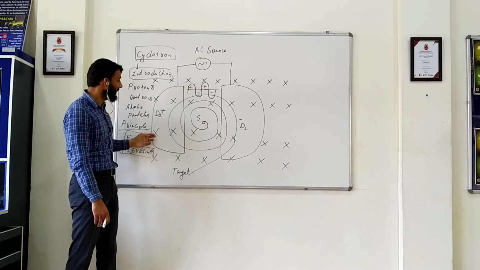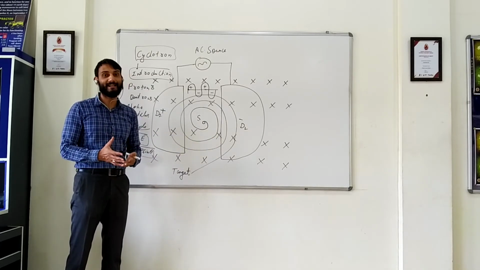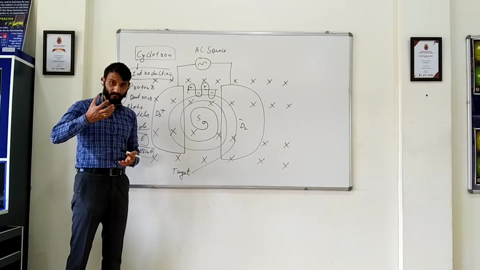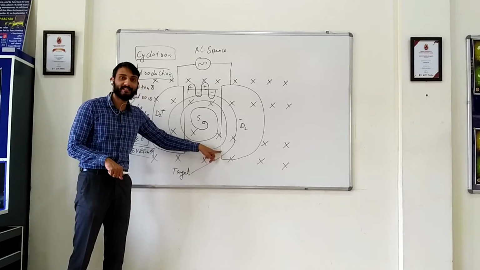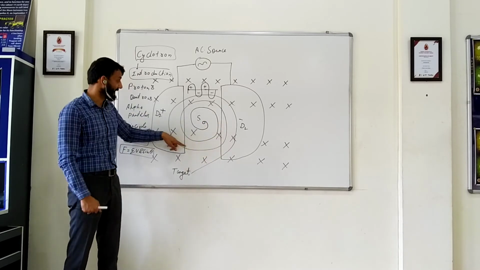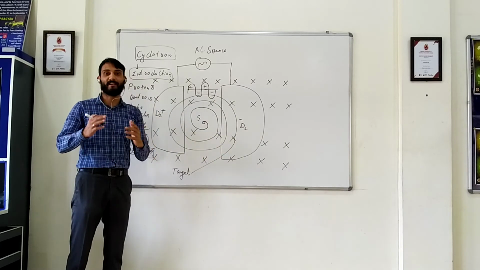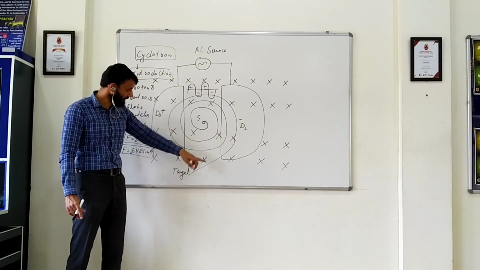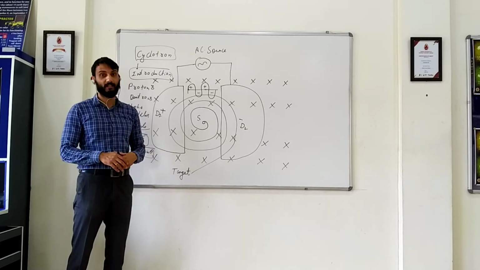It will keep on happening like this till its energy has become sufficient to reach a point where there is a window for the charged particle to come out. It has to have a bigger circumference in order to reach the window and then come out, right? Then it comes out and hits the target. So that was the working of this device.